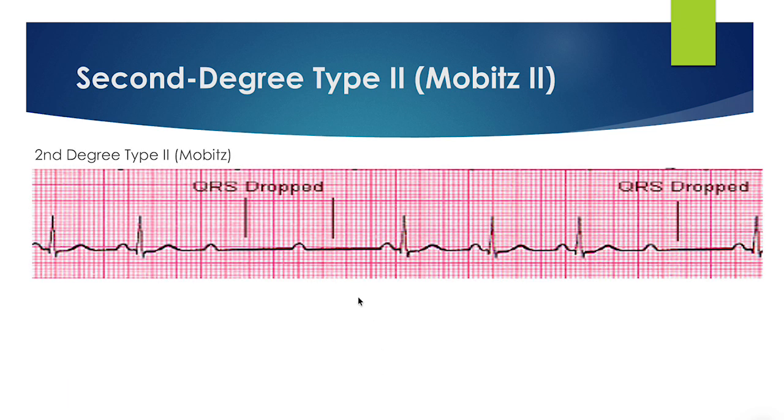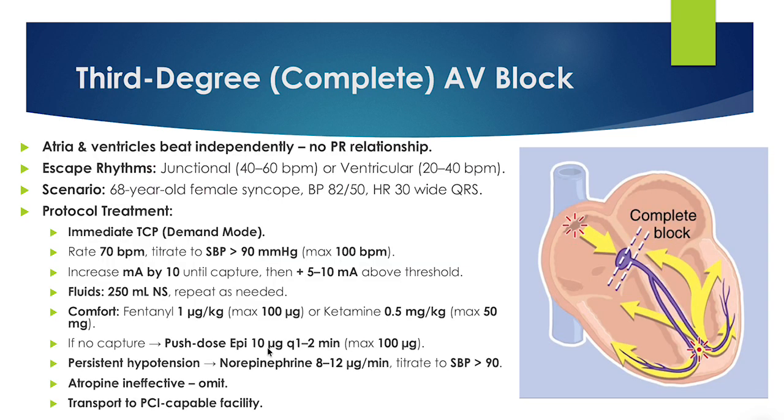So here's an example of a second degree type 2. We see here that this PR interval is normal. It's not prolonging from this to this one here, and then a drop. So the QRS dropped, and you can have multiple drops as well. And then you can have normal, normal, normal, and that drop. So that is an example of a type 2 AV block.